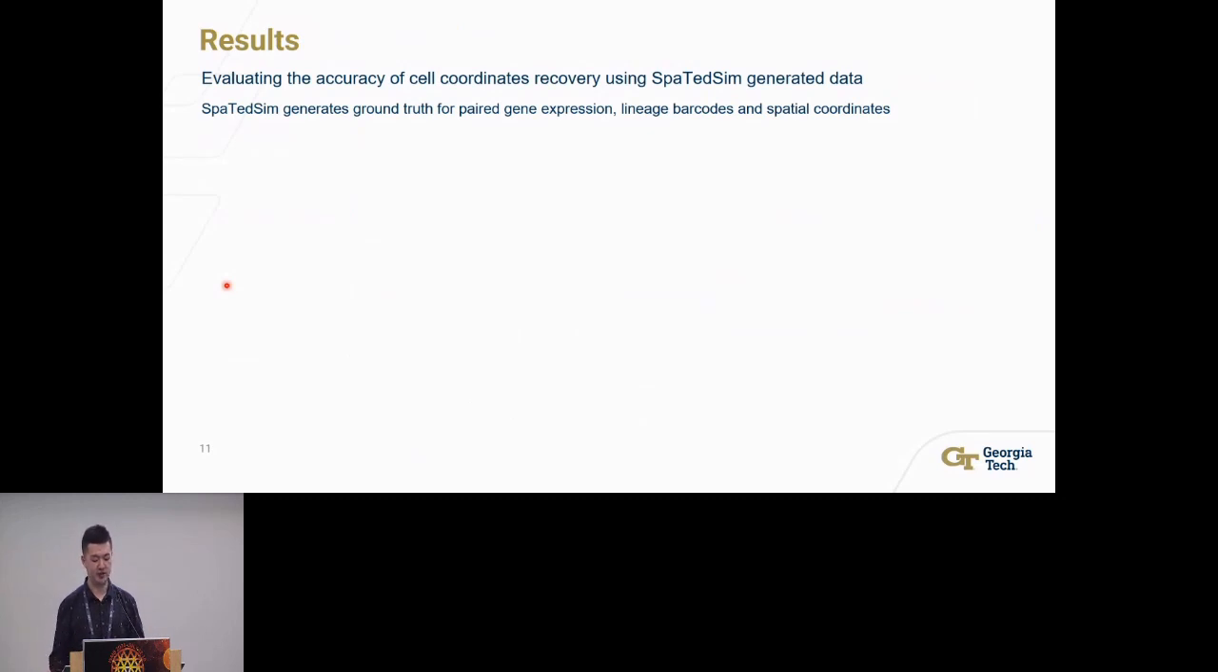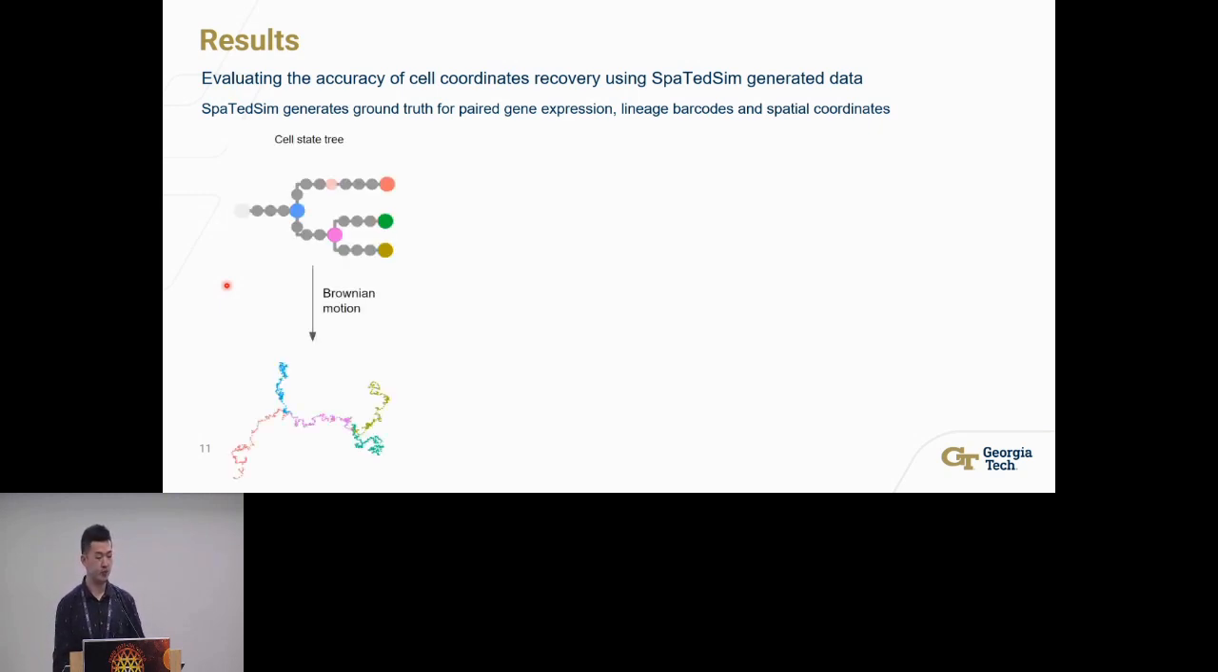As the previous presenter also said, when we think about validation, we try to find some ground truth and we refer to simulations. But simulating spatial data is very difficult. In order to generate ground truth for paired gene expression, lineage barcode, and spatial coordinate data, I developed another method called SpotTesting. So I will briefly introduce how SpotTesting works.